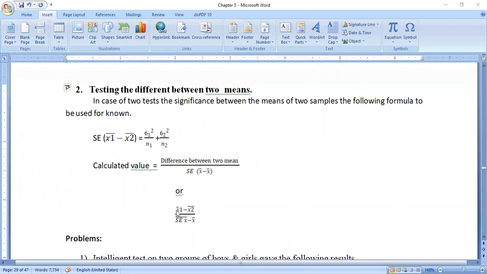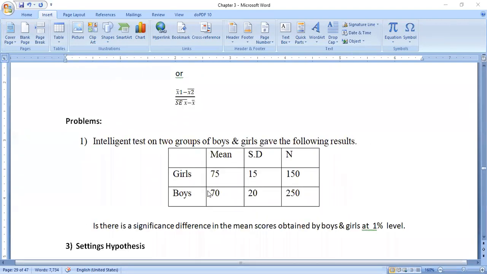So we are moving into the problem part. This is the given problem. Problem number 1: an intelligence test on two groups of boys and girls gave the following results. A test is conducted on boys and girls. After the test is concluded, the intelligence results are given for girls and boys: mean, standard deviation and number of participants. Is there a significant difference in the mean scores obtained by boys and girls at the 1% level?